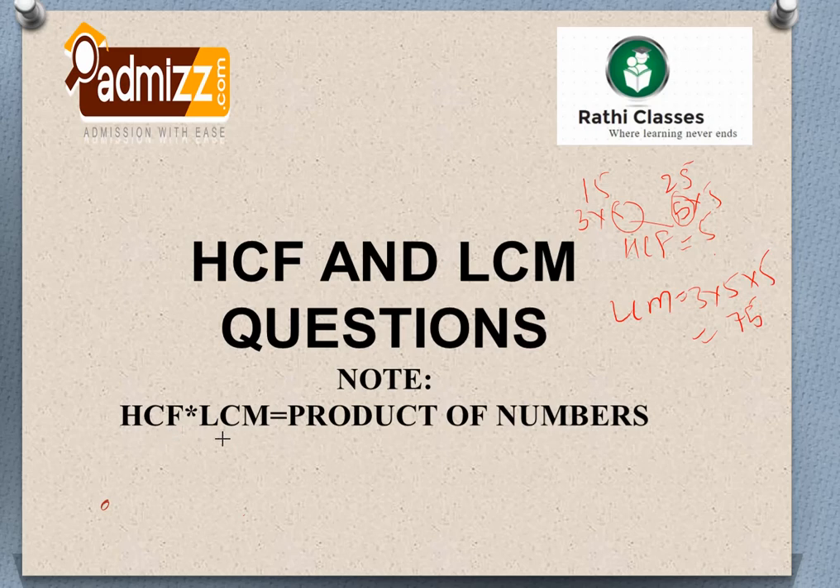As the note says, HCF into LCM. As we obtained the HCF as 5 and LCM as 75, it is equal to nothing but the product of the numbers, that is 15 into 25. If you calculate the value, 25 into 15 is nothing but 250 plus 125, that is 375. And 5 into 75 is similar, we can write 350 plus 25, so 250 plus 125 is again 375. The note is very careful: the product of HCF and LCM is nothing but equal to the product of the numbers that we need to find. Now moving on to the questions, let us start with some of the basic questions.